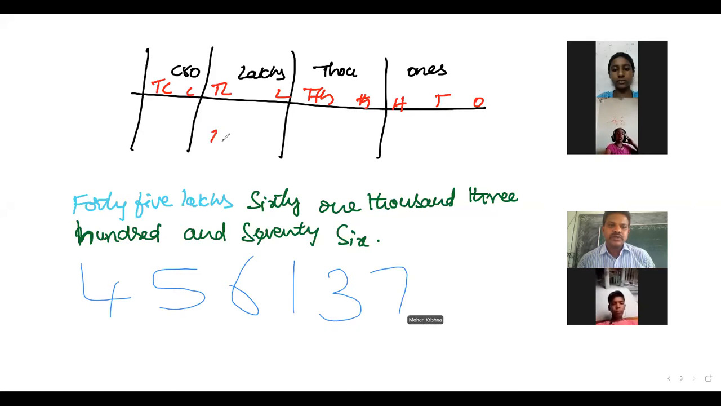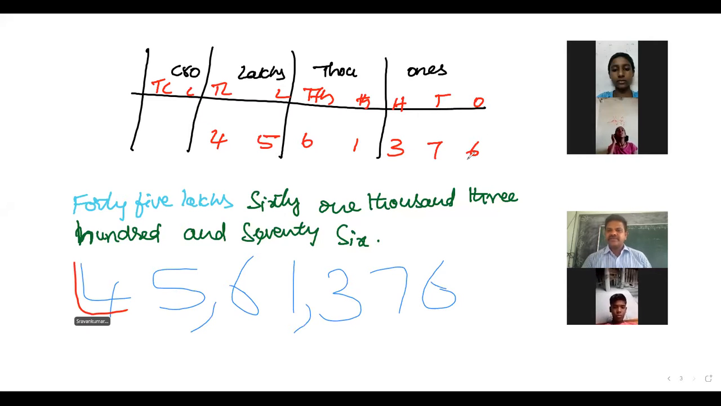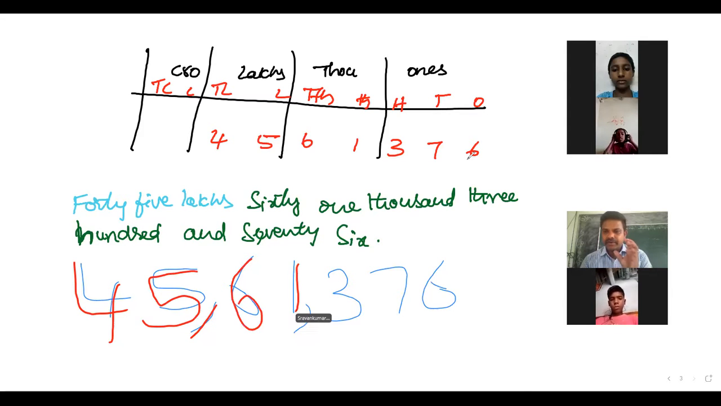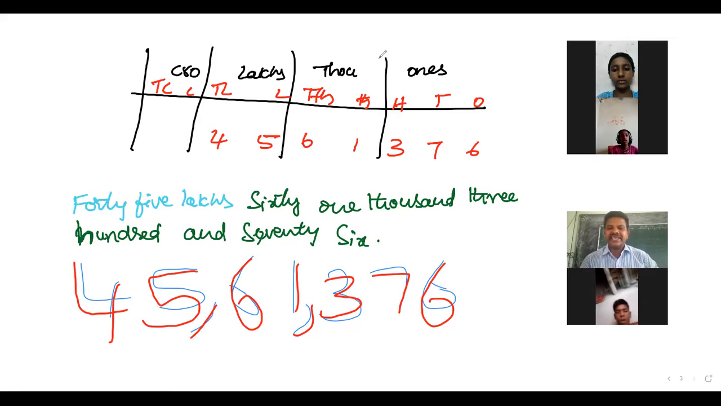Two digits, how to write so that it is 45 lakhs and 61 thousands. Here also 6 ten-thousands and 1 in thousands make 61 thousands, and 376. If no places are given, in those places we should write zeros. So this is 45 lakhs 61,376. It is already there in exercise 1.4, that's why I just remind you.